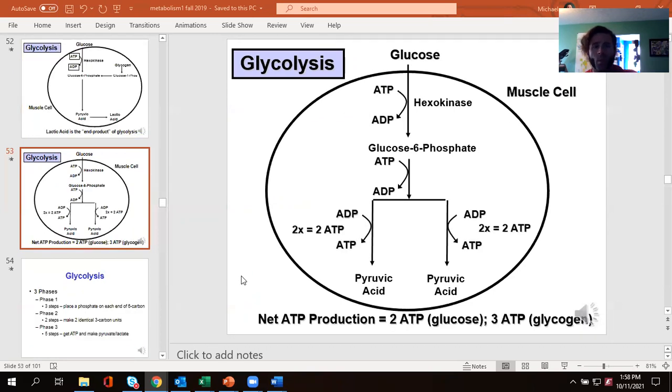So we are going to have 2 energy requiring steps at the beginning, and then we're going to have 2 steps at the end where we're going to be able to take ATP away. But since we've broken into 2 molecules and we're running each of those twice, it gives us this net of 2 ATP if we're starting from glucose, 3 if we're going from glycogen.